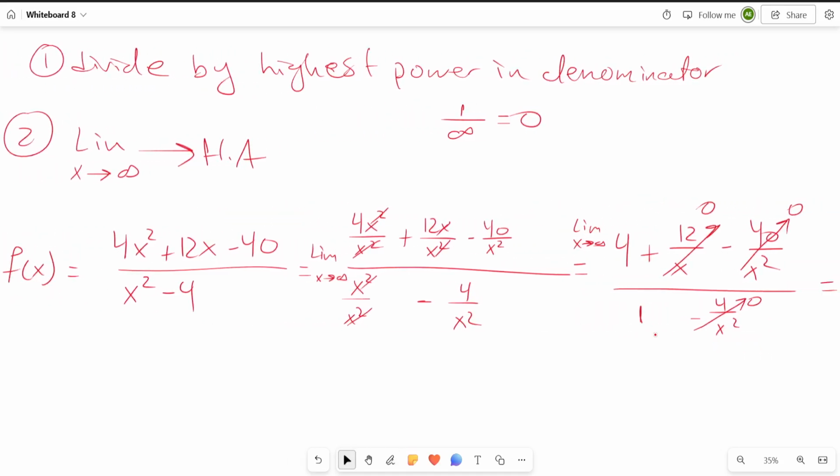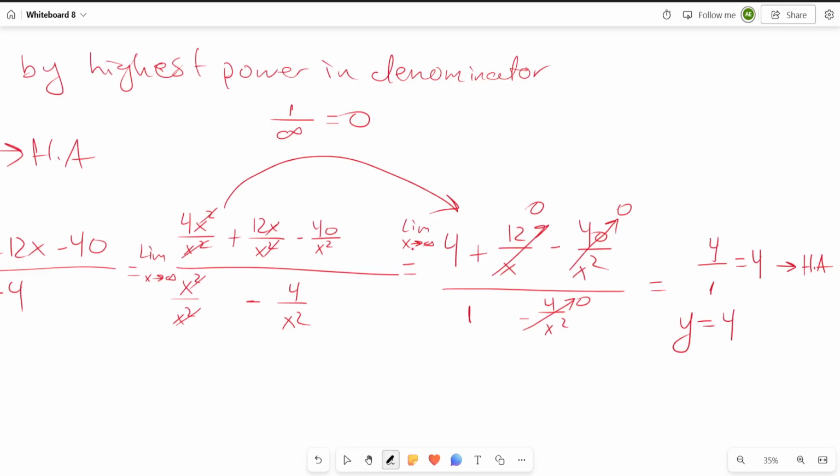Okay, so a quick revision, what we do is divide every single term by the highest power in the denominator. So the first thing I identified, okay, this is the denominator, highest power is x squared. I divided every single term by x squared, and I took the limit as x approaches infinity. I simplified every single term, and then I applied this limit knowing that anything over infinity is 0. I cancelled out all the zeros, and I'm left with 4 over 1 or 4. So this is my horizontal asymptote.